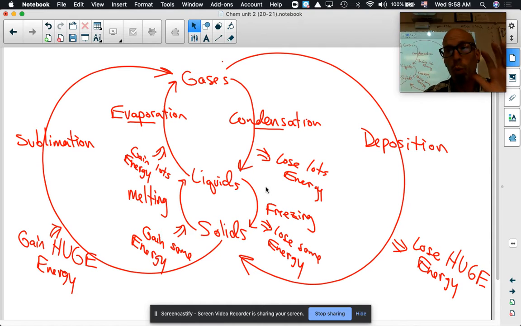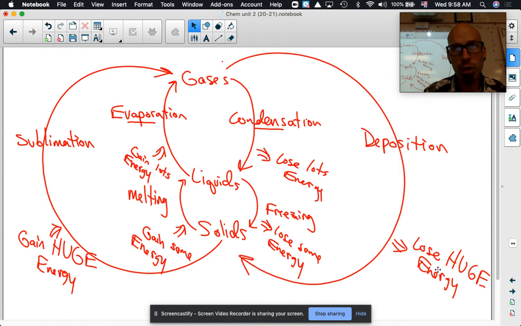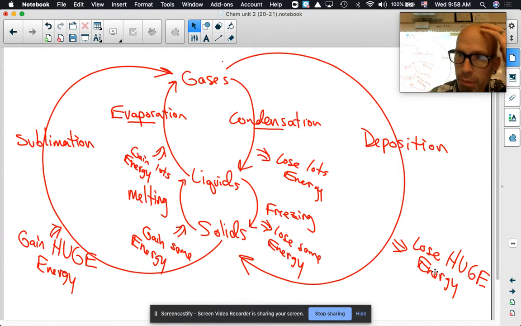So again, when the particles are gaining energy on the left side here or losing energy on the right side, when they're gaining, it's because they're gaining freedom. And when they're losing energy, it's because they're losing freedom. I hope you're getting that. Not changing temperature, but gaining or losing freedom.